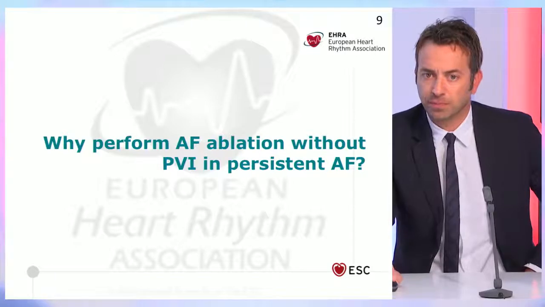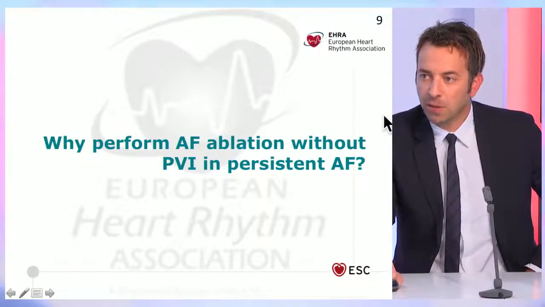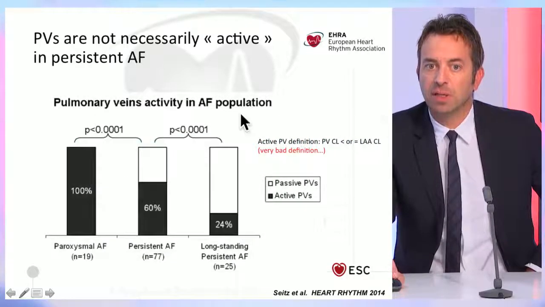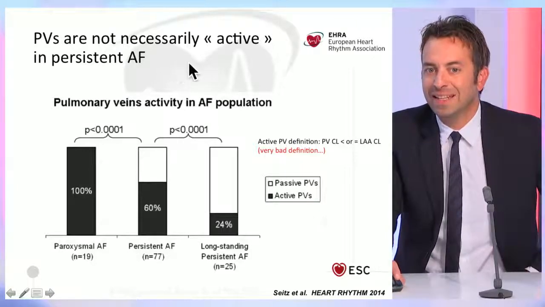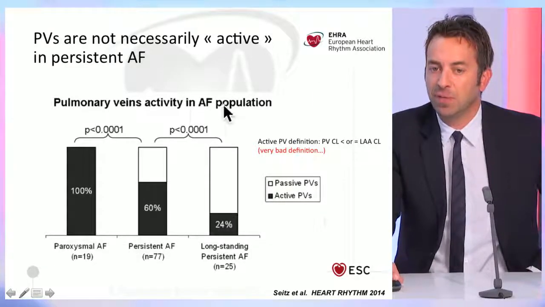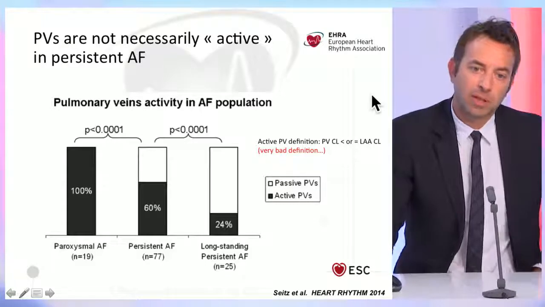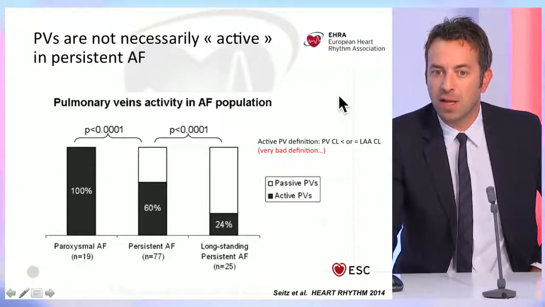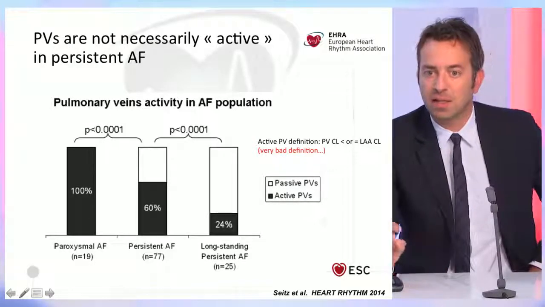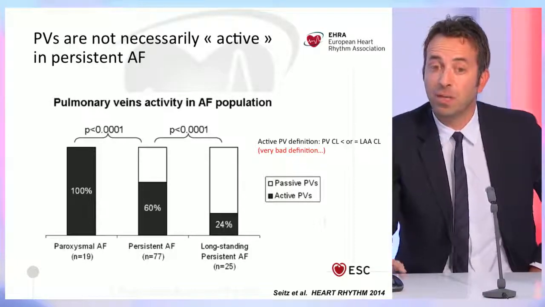Okay, so this is my choice. Why perform AFib ablation here without PV isolation in persistent AFib? In my opinion, the first argument to this question is that PVs are not necessarily active in persistent AFib. This is a study we performed a few years ago, and we measured the cycle length inside the pulmonary veins and inside the left appendage before any ablation.